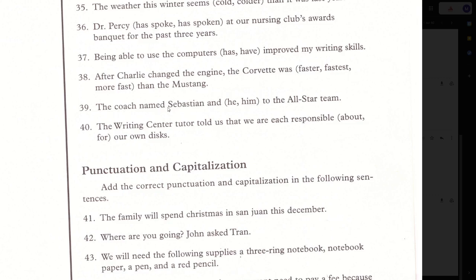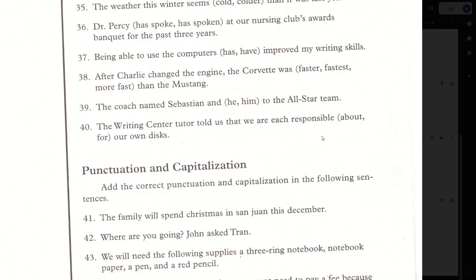I didn't get this one. Here, this is the coach named Sebastian and him to the all-star team. Okay. Another one is "and him." It's a little bit, we don't use this kind of sentences. Okay. Number 40. The writing center tutor told us that we are each responsible for our own disk. Very good. For our own disk.